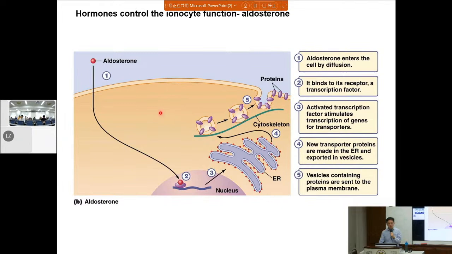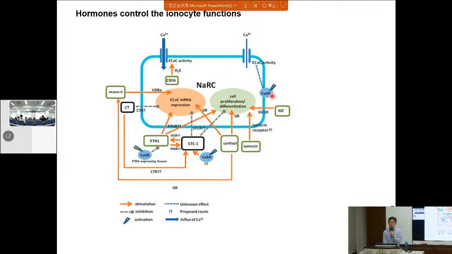The other hormone is cortisol. It can pass through the cell membrane directly and regulate the expression of some ion transporter genes. Then these ion transporters can be transported to the cell membrane to increase the ion transport function.